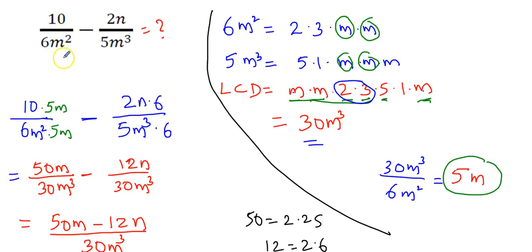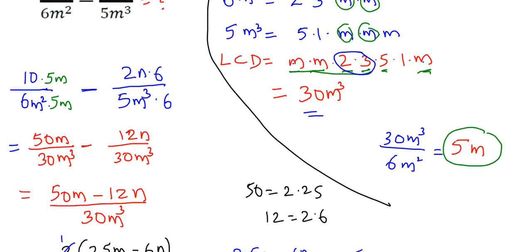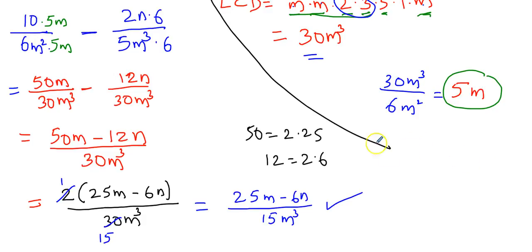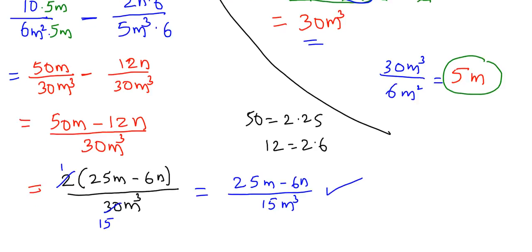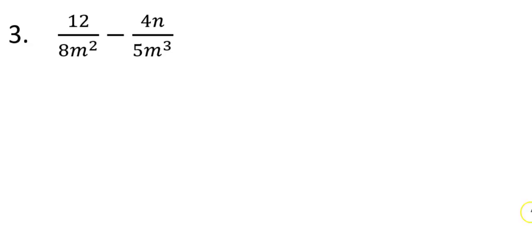10 divided by 6m square minus 2n over 5m to the third power yields this answer. So following the same process, please try this problem: 12 divided by 8m square minus 4n over 5m cube.